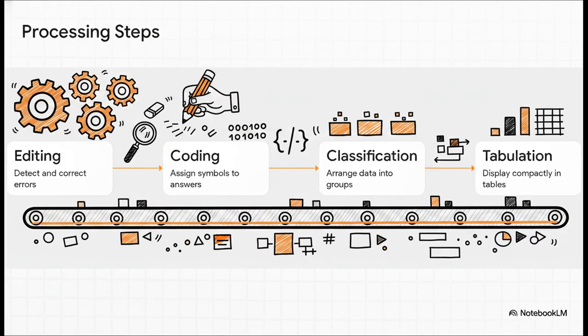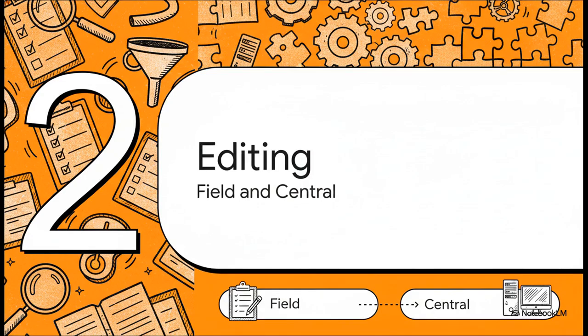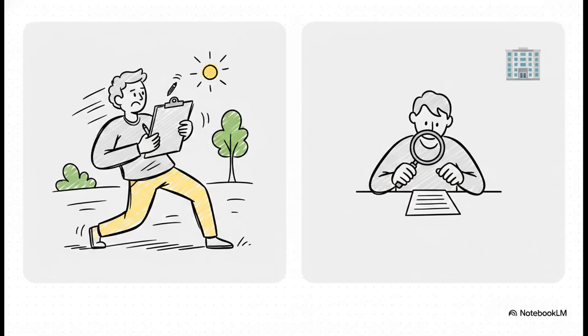Let's look at the very first filter. Step 2, editing. Field and central. Editing is basically our strict quality control phase. It's designed to meticulously hunt down errors and omissions so everything is uniform. And this actually happens in two phases.